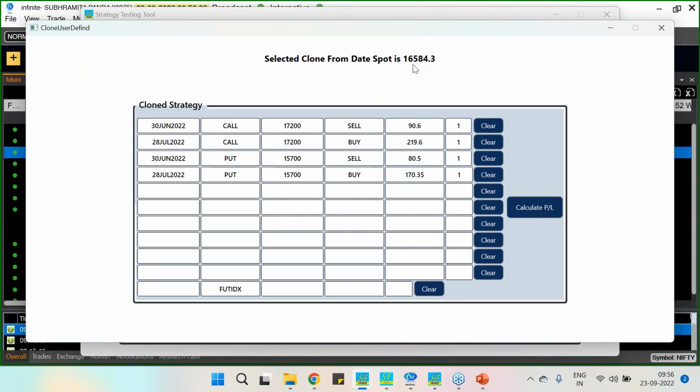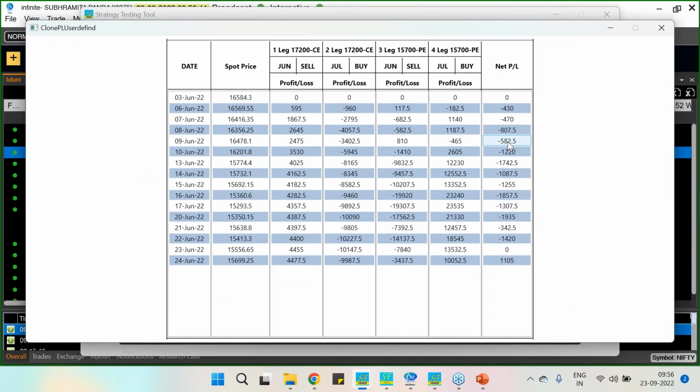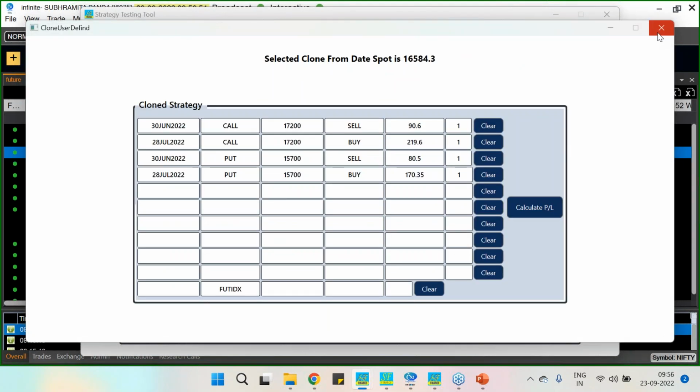So you can see the spot was 16,584. Same process, the strikes have been chosen. Now you can have a look here. So this month also it has not worked. So this particular tool enhances your success in option strategies many fold.